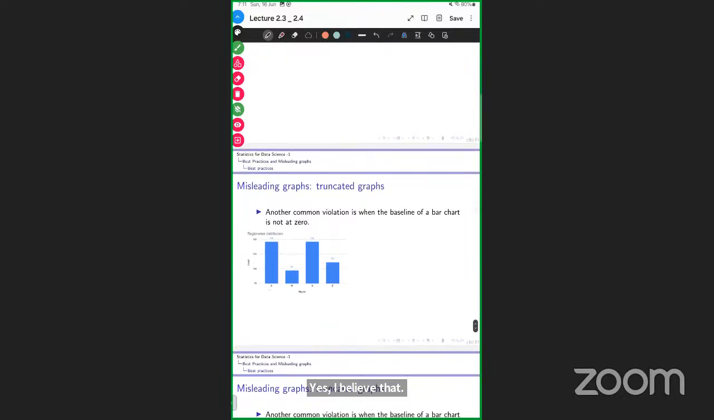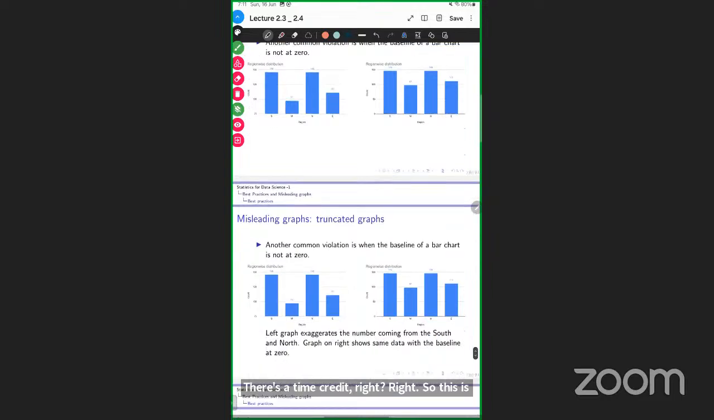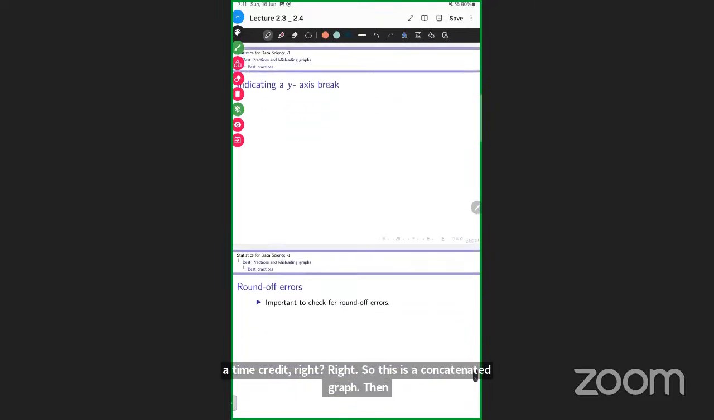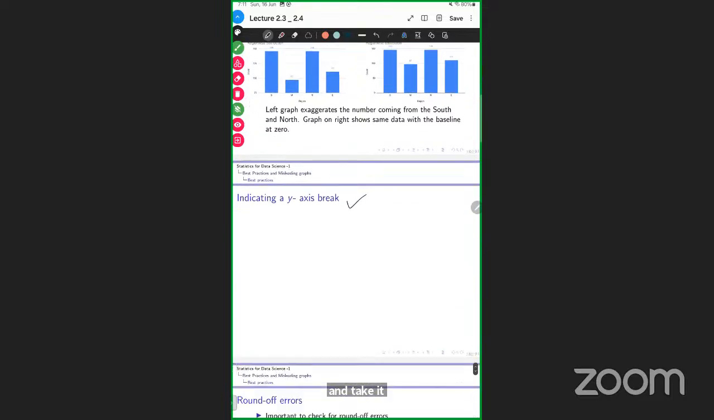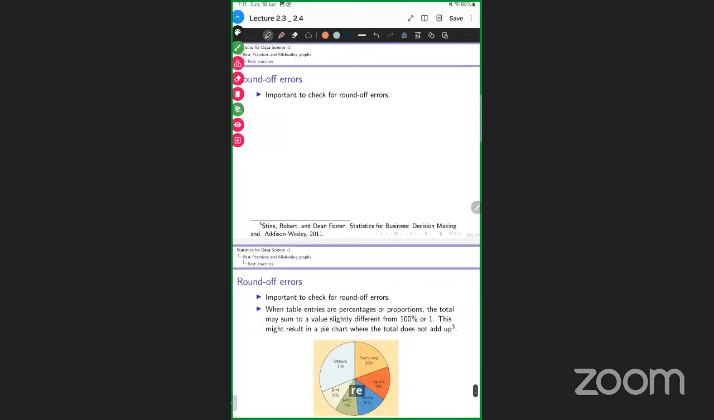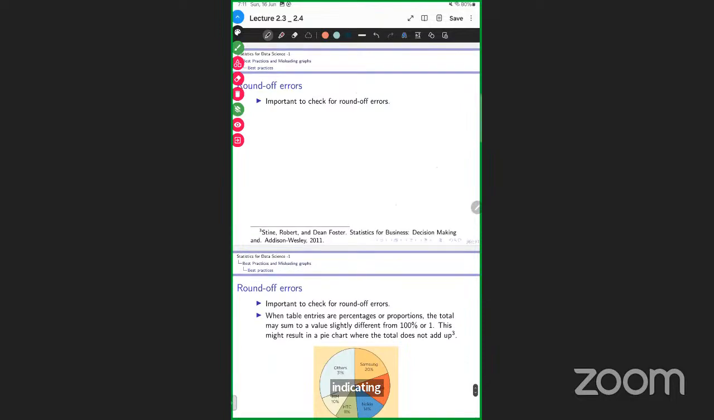This is a truncated graph. It's not starting from baseline zero. It's truncated, right? Then rounded off, indicating a y-axis break, right? Same thing, this truncated graph is indicating a y-axis break. Then rounded-off arrows, zeros.